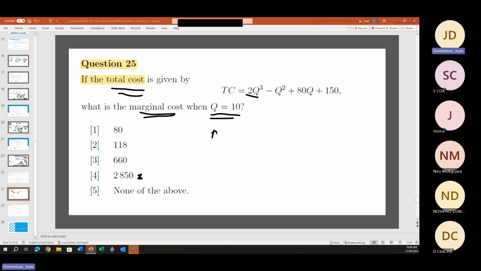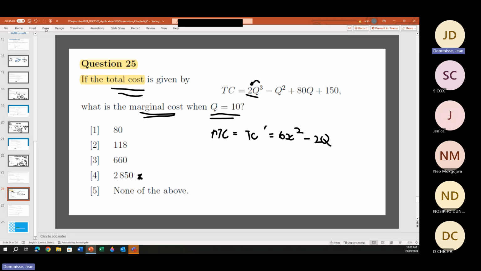So to get to marginal cost, we need to differentiate the total cost. So the 3 goes to the front. 3 times 2 is 6, so 6x, and 3 minus 1 becomes 2. Then minus 2.